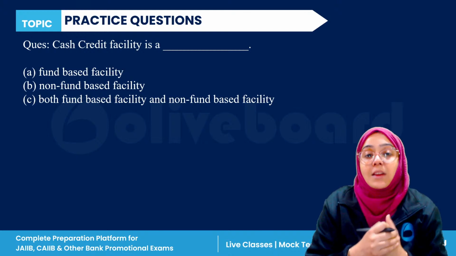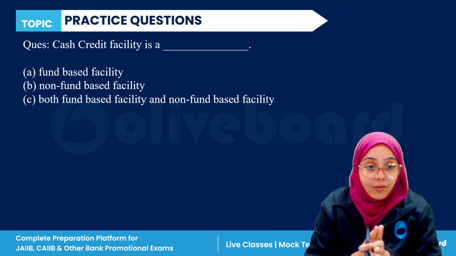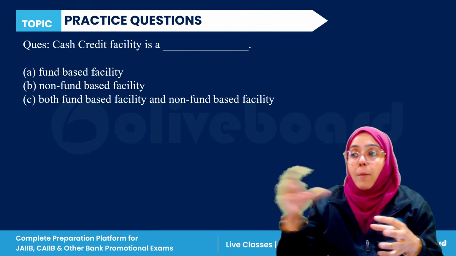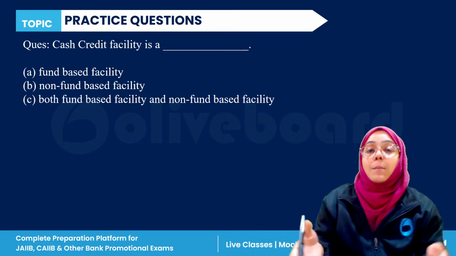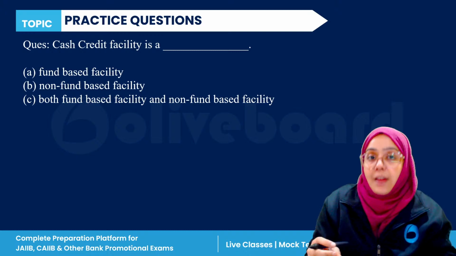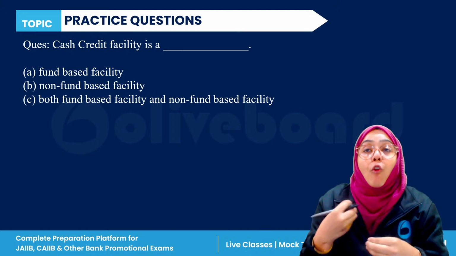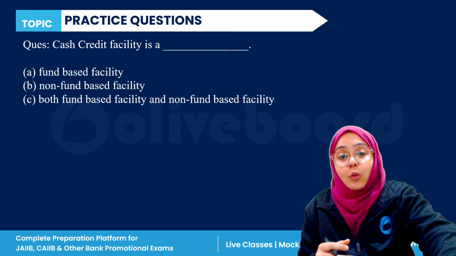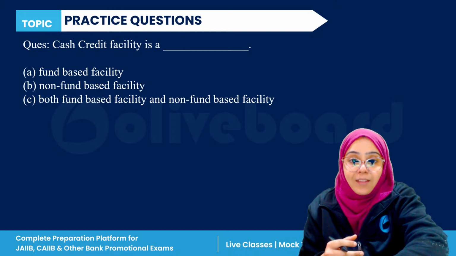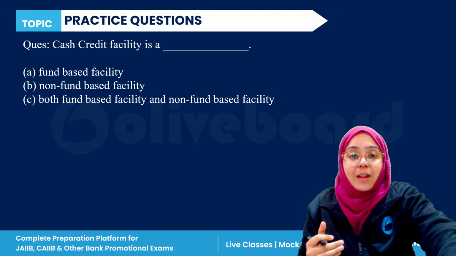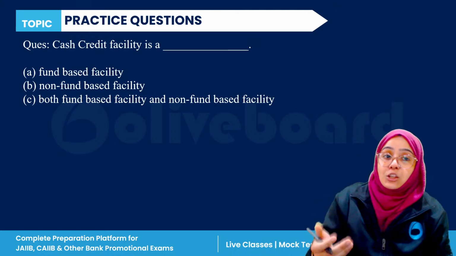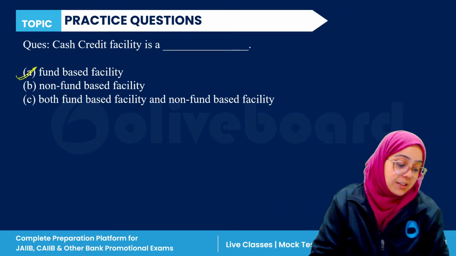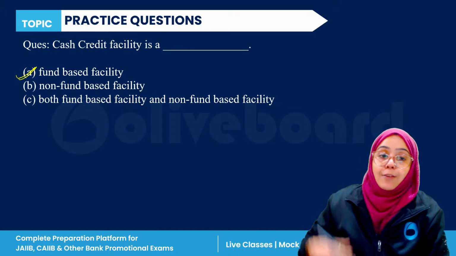Next question. Cash credit facility is a fund based, not fund based, or both fund and non fund based? A fund based facility is where there is a direct flow of cash from the bank to the customer, whereas in a non fund based facility the bank does not provide direct cash, but instead provides some other form of facility like a guarantee. So is cash credit fund based or not fund based? Everyone, please answer. Cash credit means cash is provided from the bank to the customer, so obviously it is a fund-based facility. A is the correct answer.